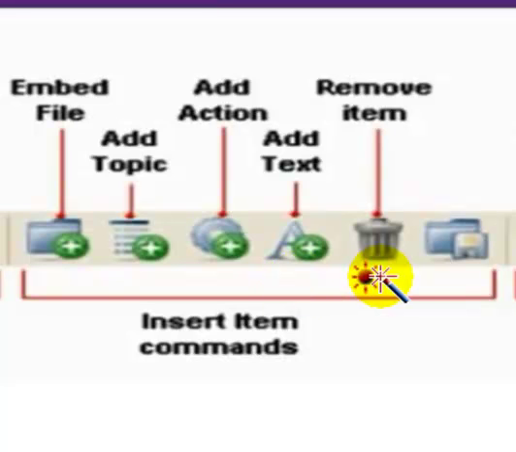This trash can icon stands for the Remove Item command. You would use this last icon in this section if you wanted to select various embedded files from your plan and then save them to a disk outside of the Elluminate Plan program.